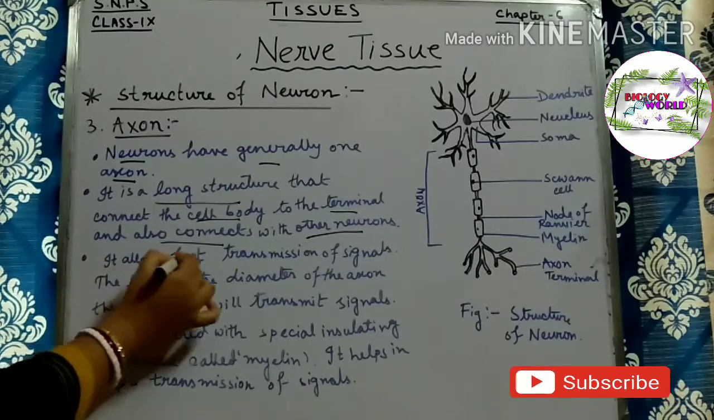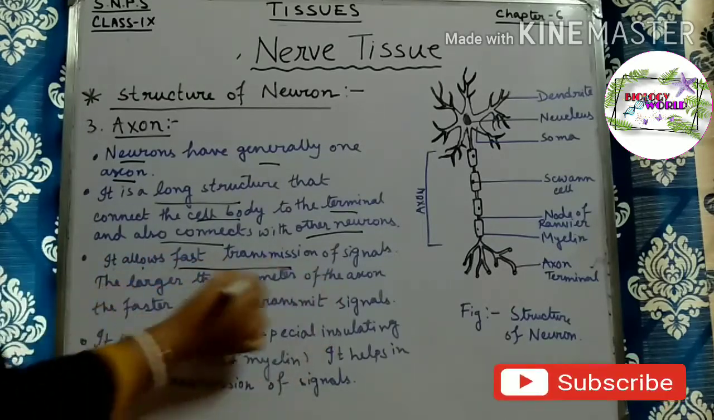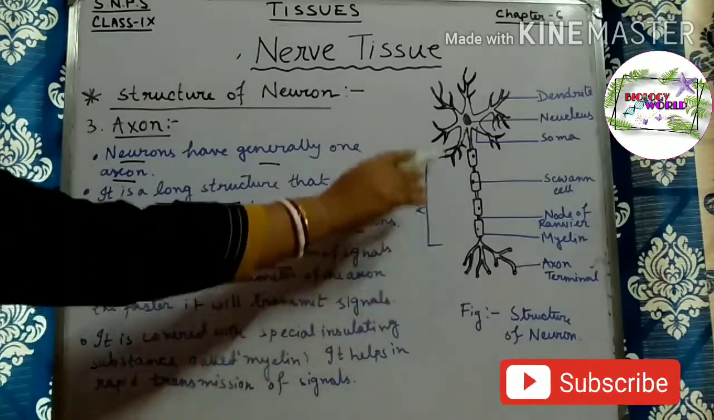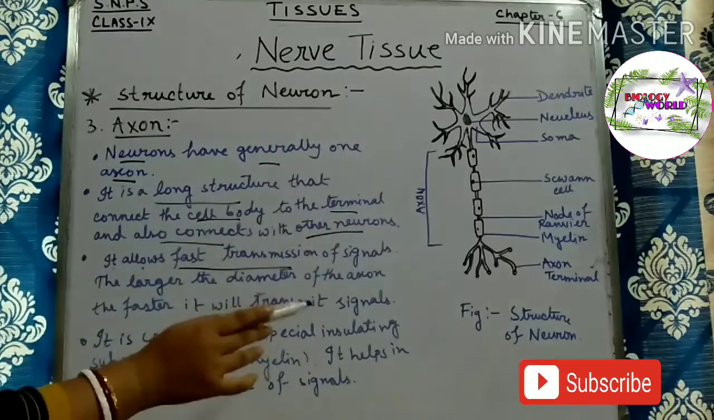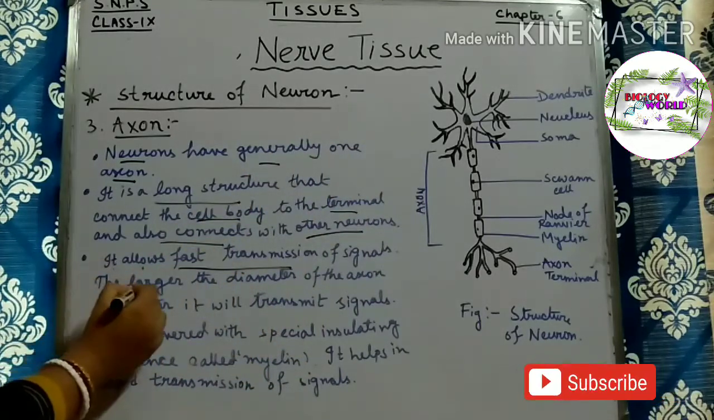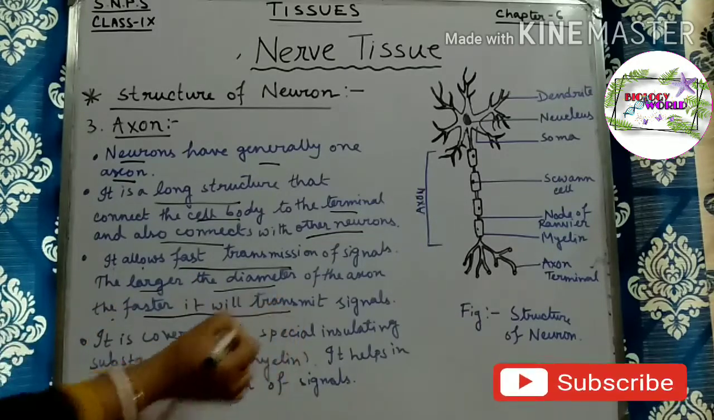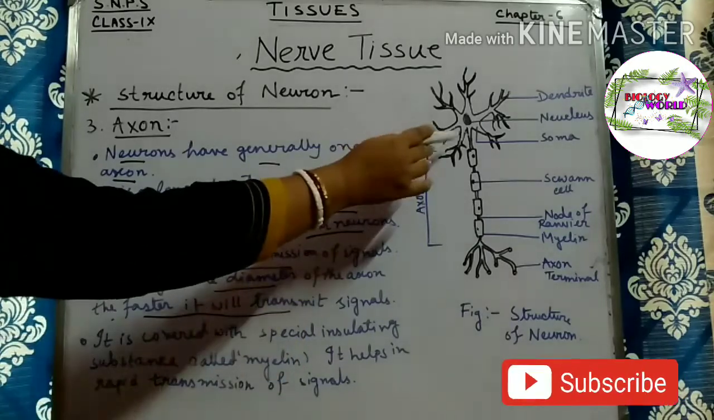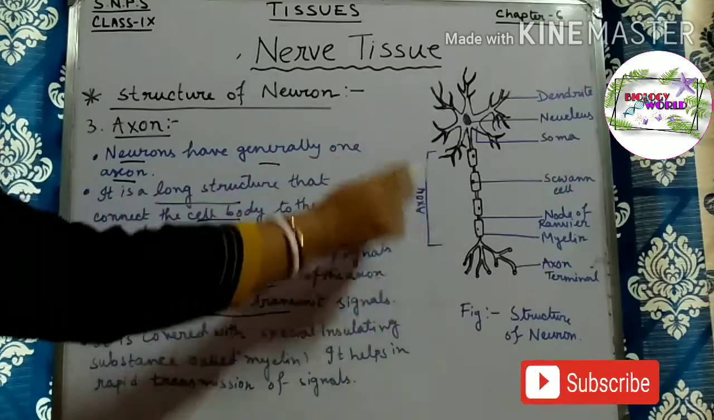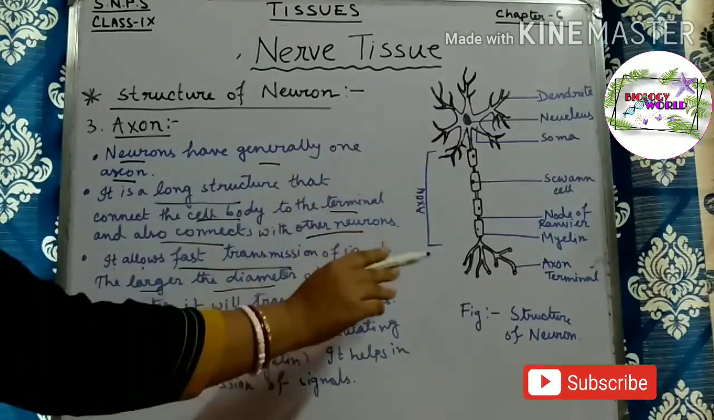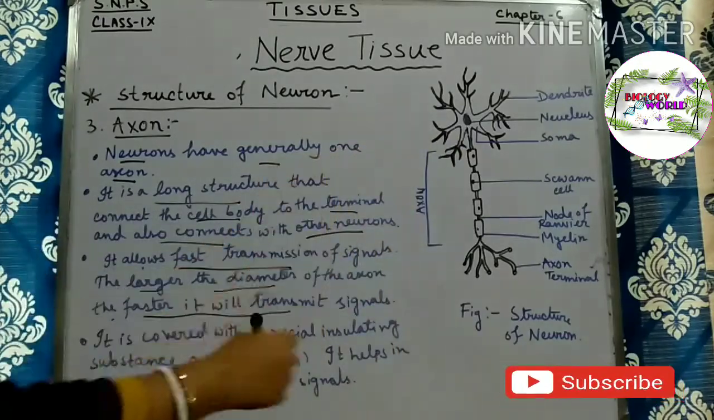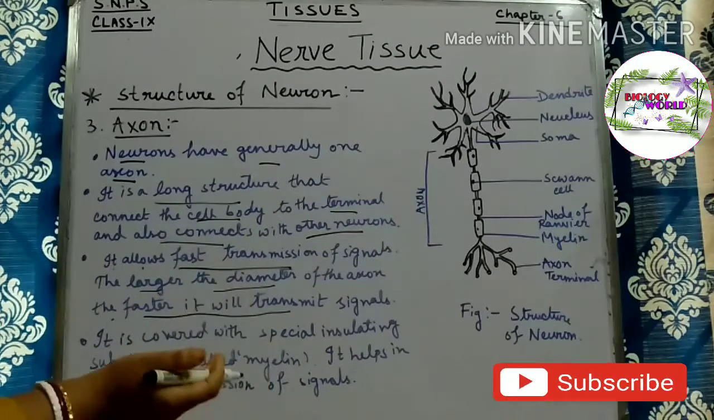It allows fast transmission of signals, meaning this axon helps to transmit the signals fast. The larger the diameter of the axon, the faster it will transmit the signal. Means when the axon diameter is large, it can transmit the signal faster.